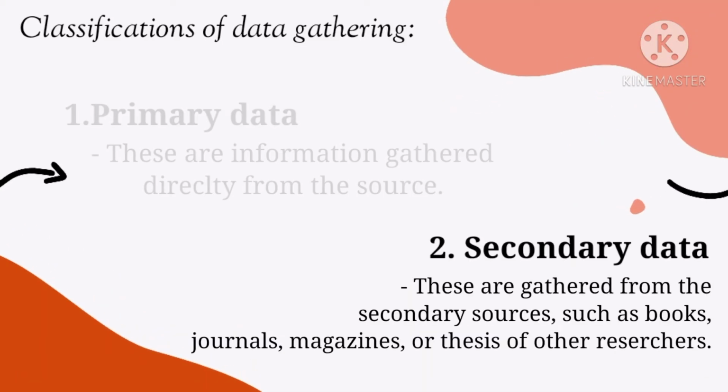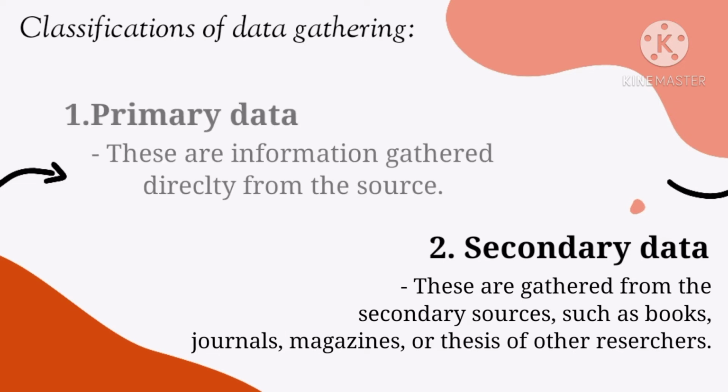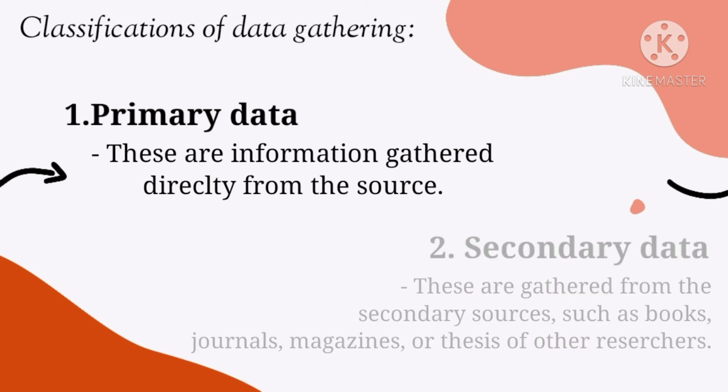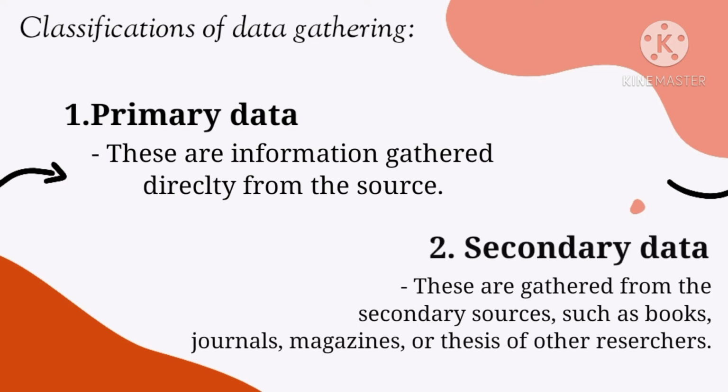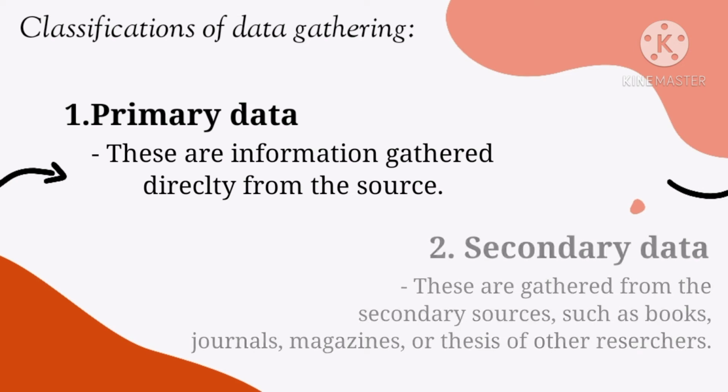Data gathered may be classified as primary or secondary. Primary data are information gathered directly from the source, and secondary data are gathered from secondary sources such as books, journals, magazines, or theses of other researchers.